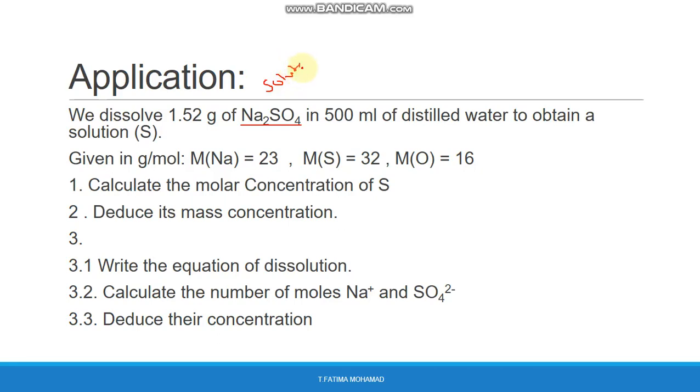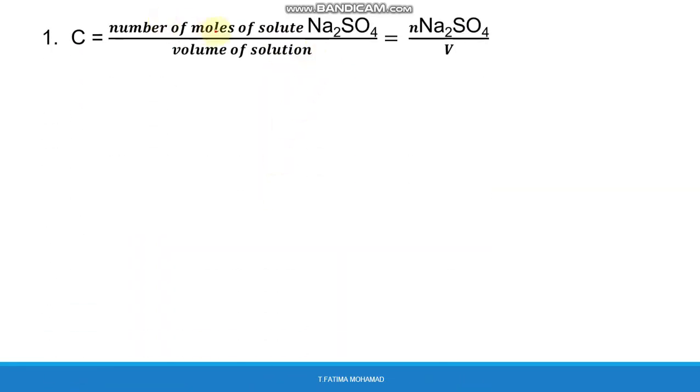What do we have? We have m of the solute is 1.52 grams, and volume of solution equals 500 milliliters, and we have the molar masses of these elements. Calculate the molar concentration of S. What do we know? The molar concentration is the number of moles of Na2SO4 over volume of solution. So n over V.